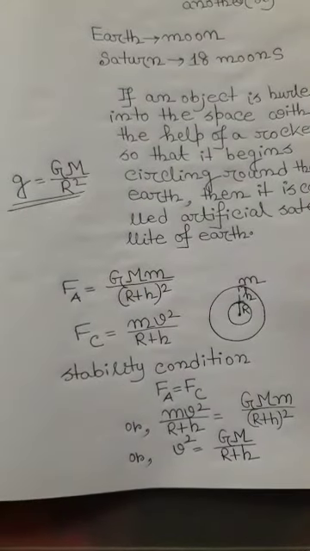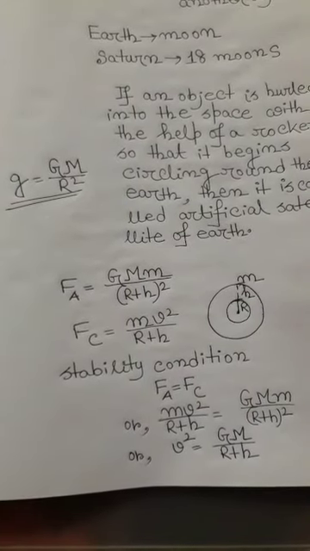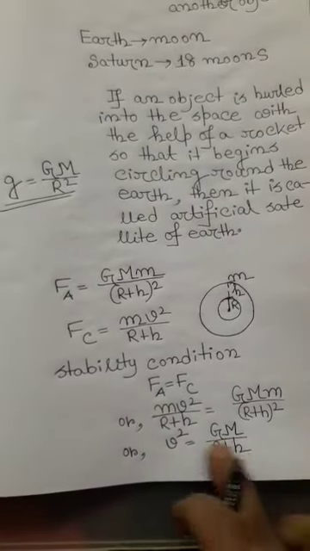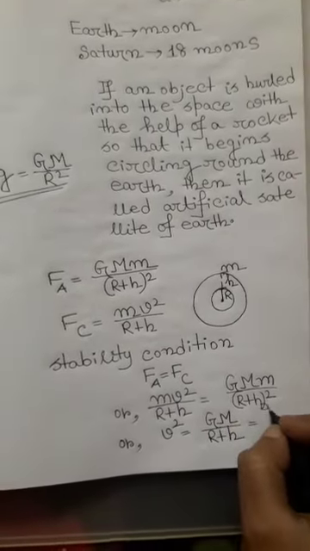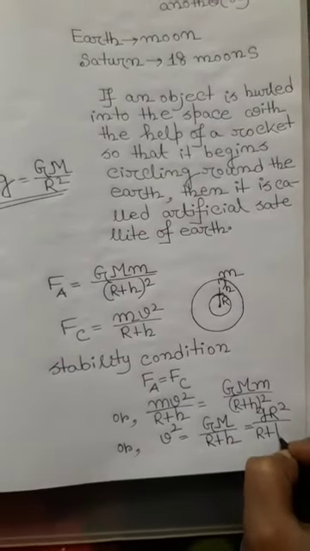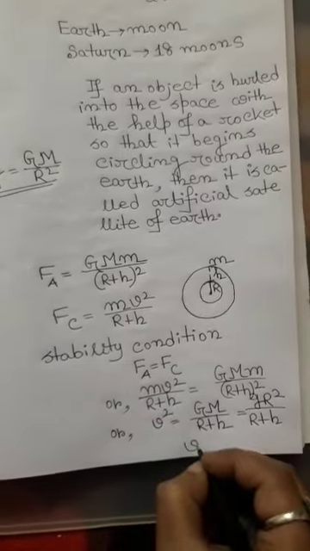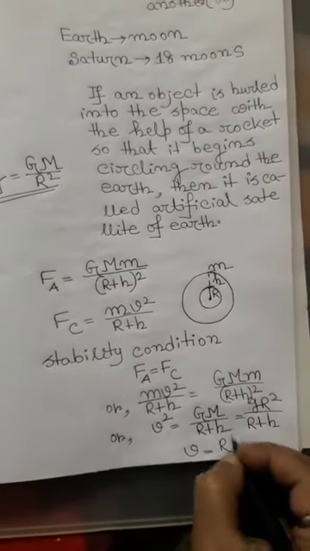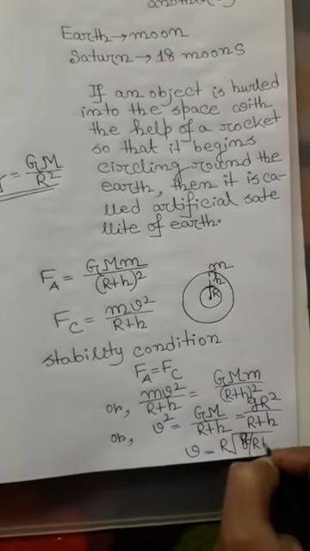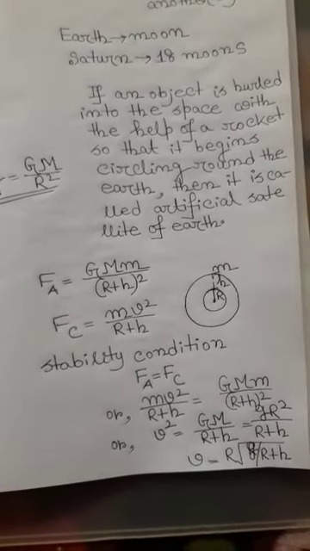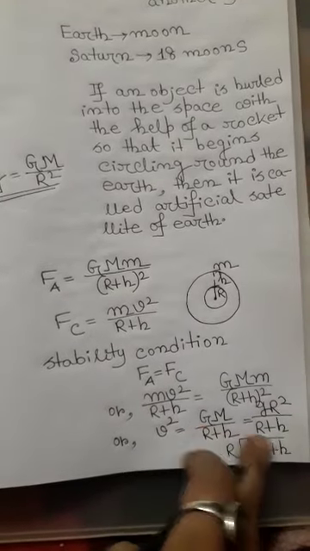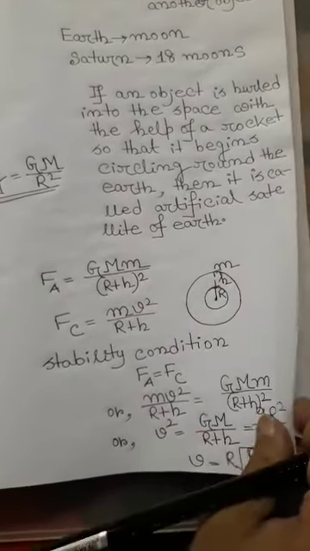At the surface of earth we can write small g equal to capital G M by R square. Now instead of GM we can write small g into R square by R plus h. Okay, so what will be my v? My v will be R into square root of g by R plus h. So this is the expression of orbital velocity of an artificial satellite.